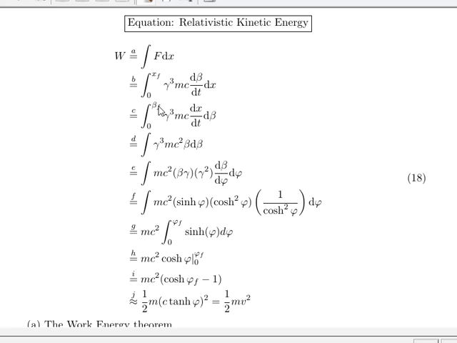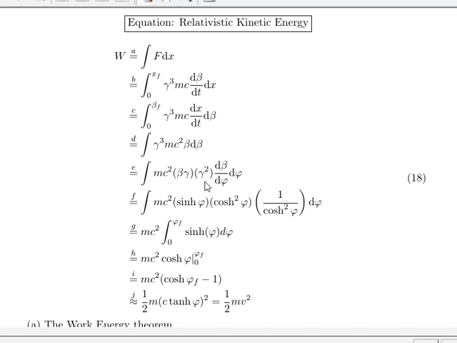Okay, so next step looks like I've replaced dx dt with just c times beta, and that's all I did there. dx dt equals c beta. And then in the next step, I'm preparing for step F by separating out beta gamma, there's beta gamma, times gamma squared, there's gamma squared.